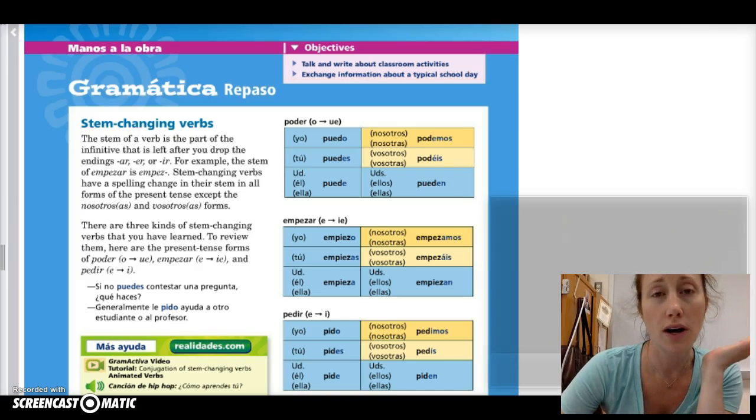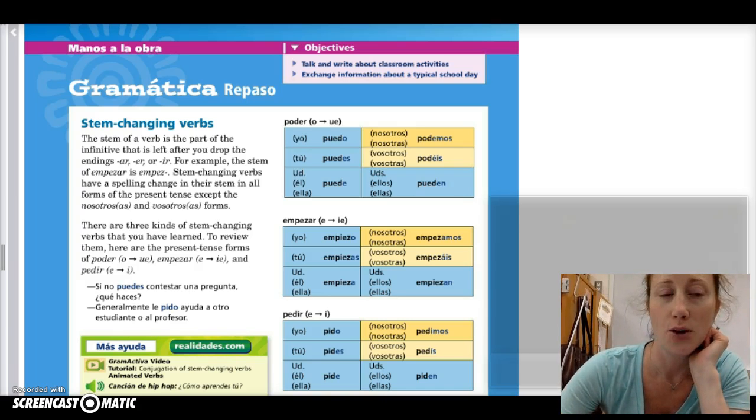Today we're going to start with the boot verbs, or you may see them in your textbook called stem-changing verbs. Why are they called stem-changing verbs, or why are they called boot verbs? Well, let's take a look. It's going to make some sense, I hope.